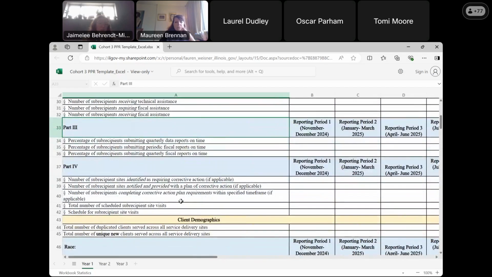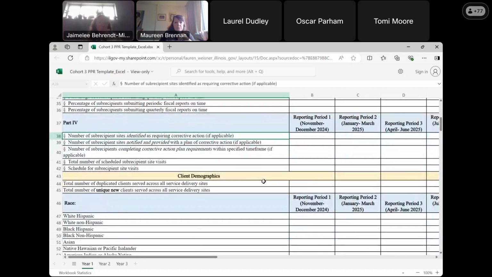The next part for collaboratives is just thinking about the percentage of subrecipients that submitted their quarterly data reports on time, their periodic fiscal reports on time, and then their quarterly fiscal reports on time. If you have 5 and 4 of them have done this, then it'll be 80% for all of these, or maybe you have 100% that are doing these things, but we want to know the percentage of folks that are submitting these things on time.